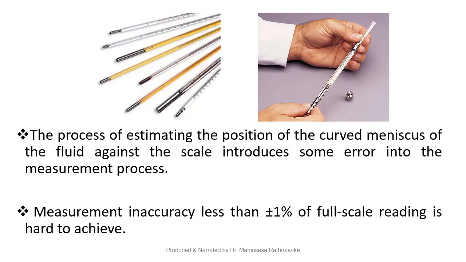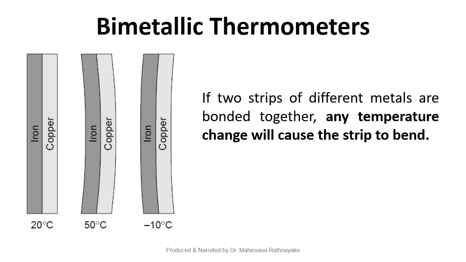The process of estimating the position of the curved meniscus of the fluid against the scale introduces some error into the measurement process. So liquid in glass thermometers would have a certain error, and the accuracy is a little lower compared to thermocouples or other temperature measurement devices.